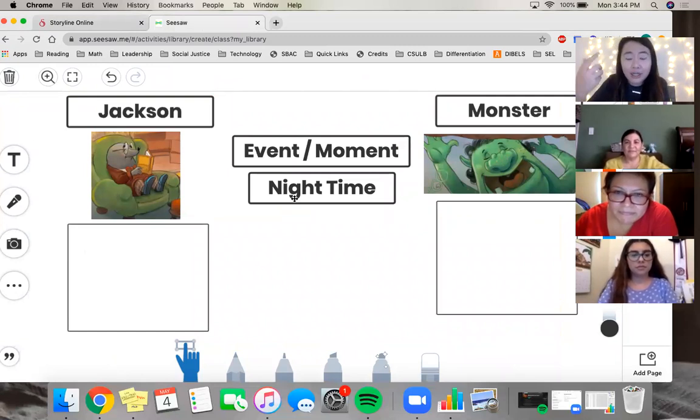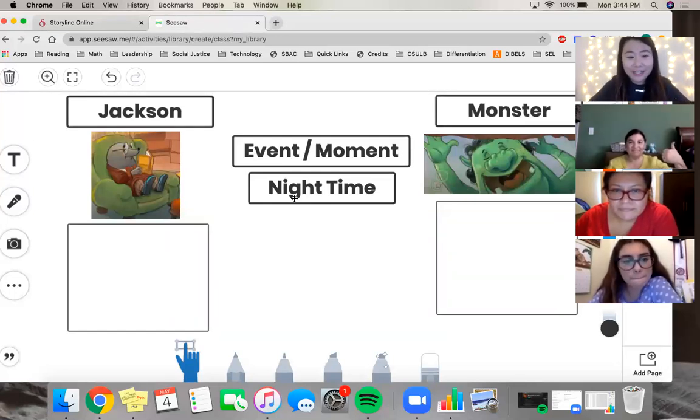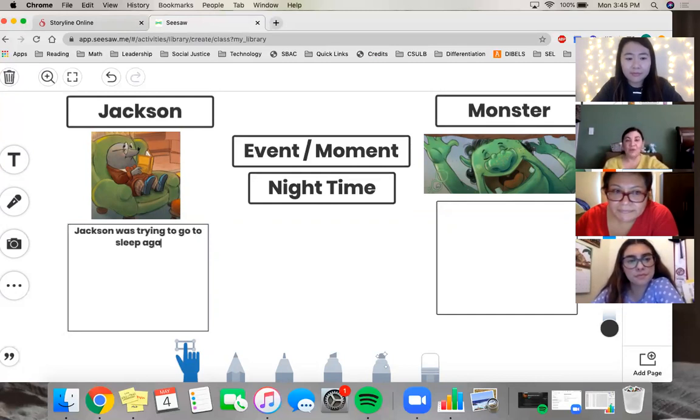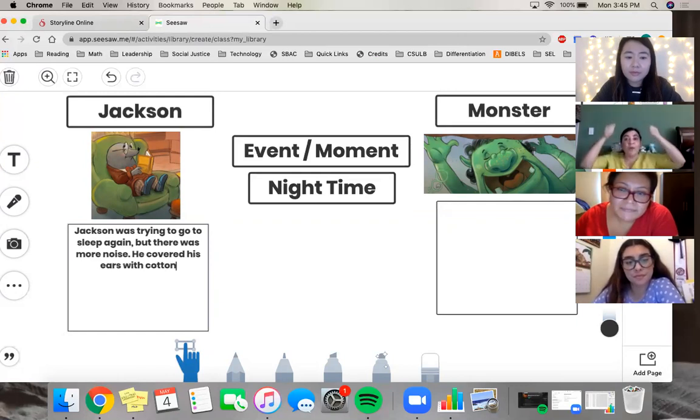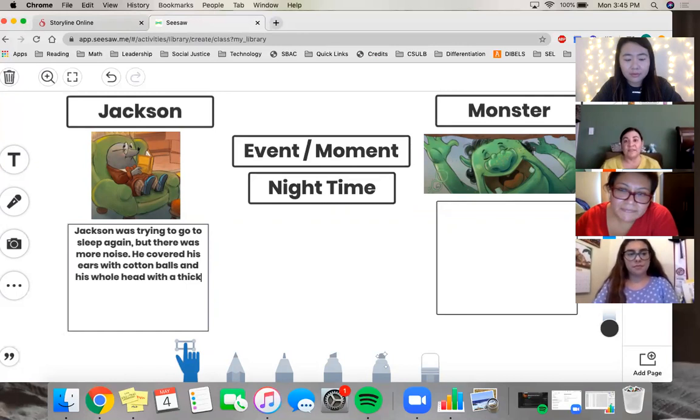So let's go back and talk about Jackson. How did he respond during the nighttime with the monster? Ms. Hernandez, what do you think? So I know that in the story, he was trying to go to sleep again, but there was more noise. Once more, he was getting a little bit frustrated. So one more time, the text said that he covered his ears with cotton balls, and then he covered his whole head with a thick cap to try to block out some of that noise.